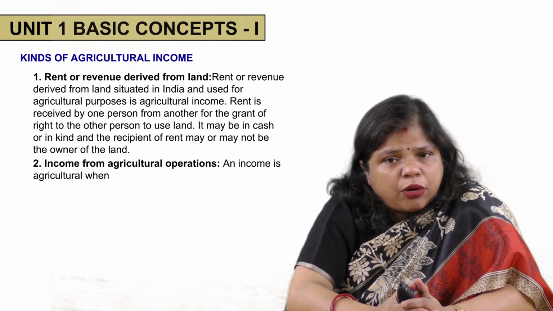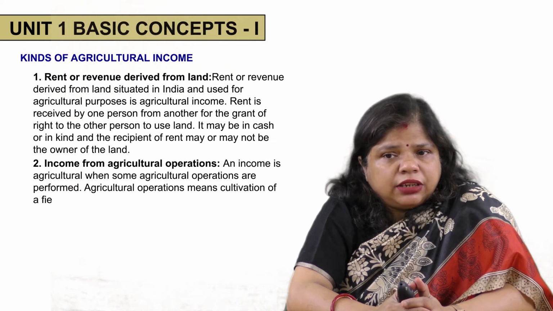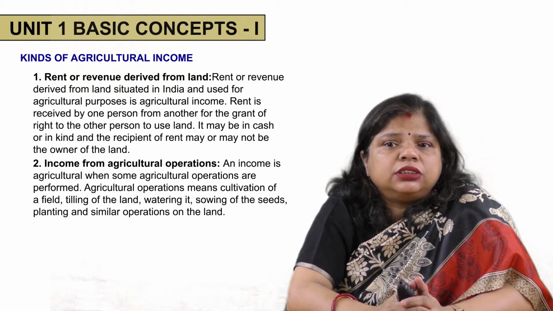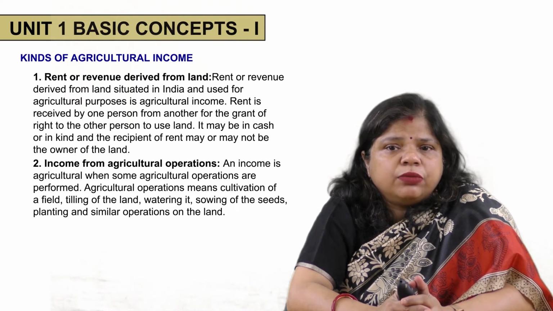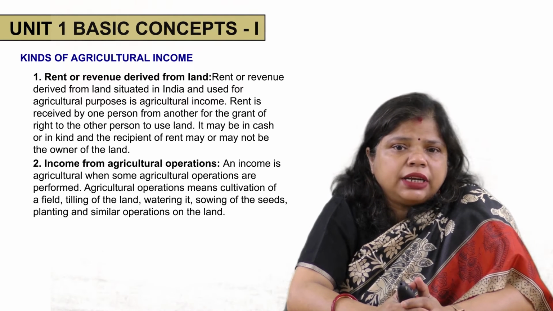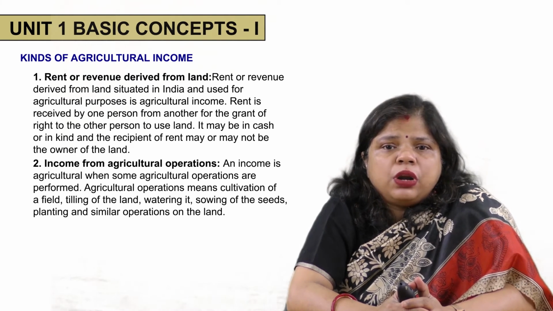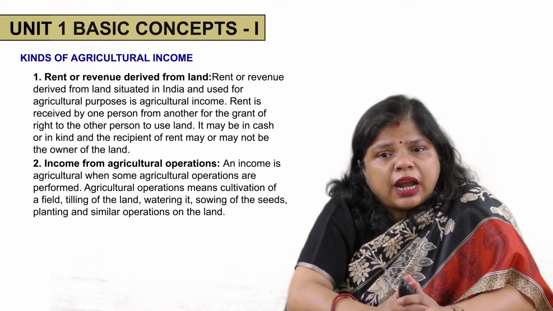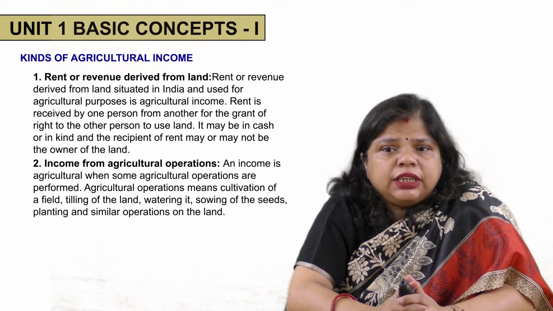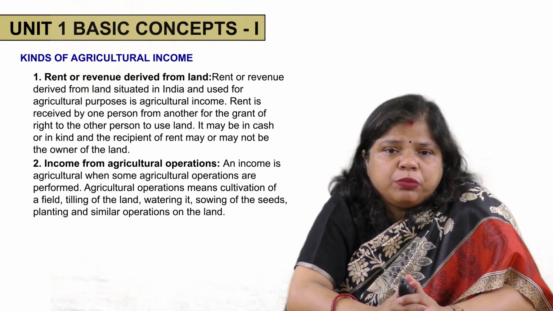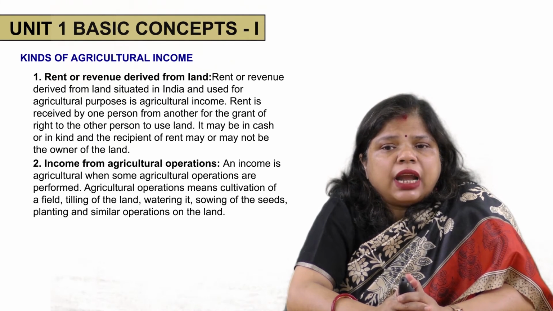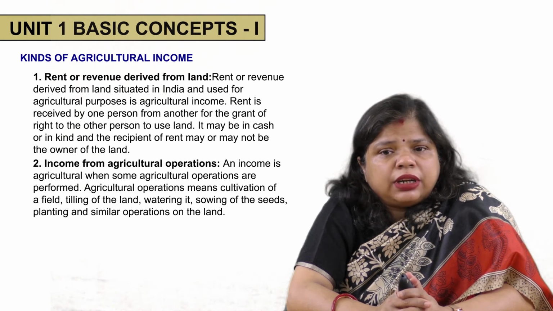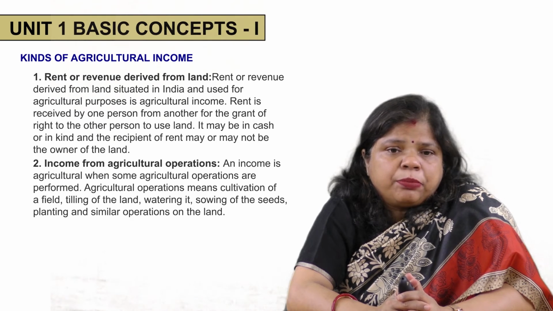Income from agricultural operations. An income is agricultural when some agricultural operations are performed. Agricultural operation means cultivation of field, watering it, sowing of the seeds, planting and similar operations on the land. Products which grow wild on the land, or are of spontaneous growth, not involving any human skill or labour upon the land, are not products of agriculture. This income is not derived from agricultural operations.